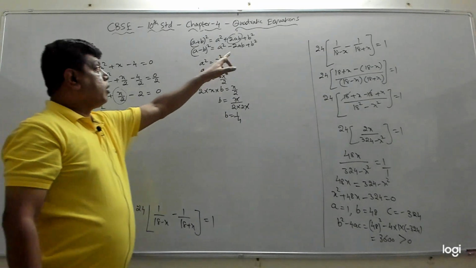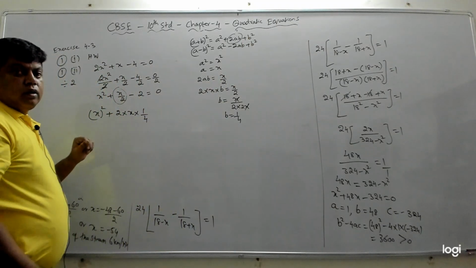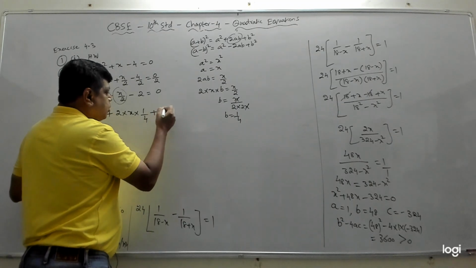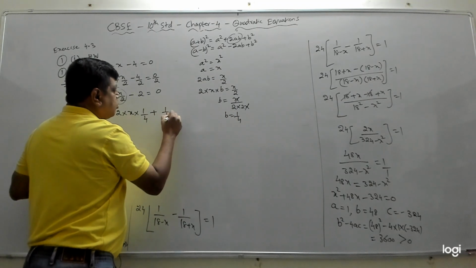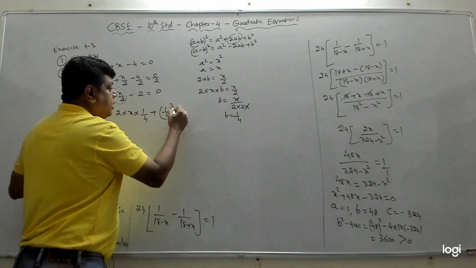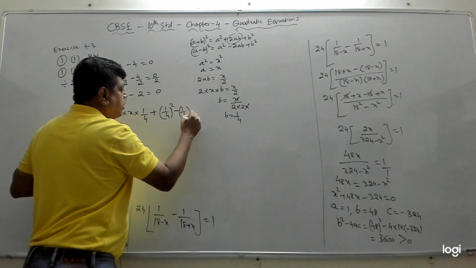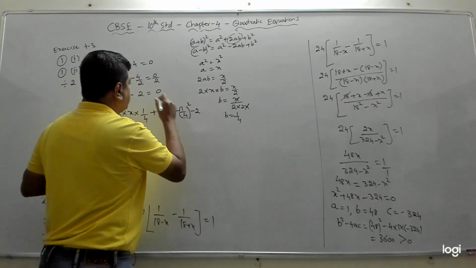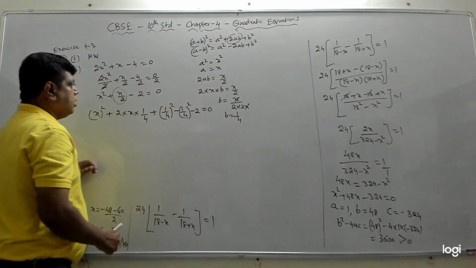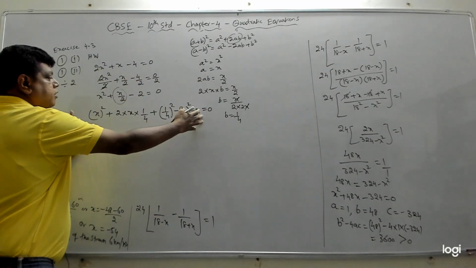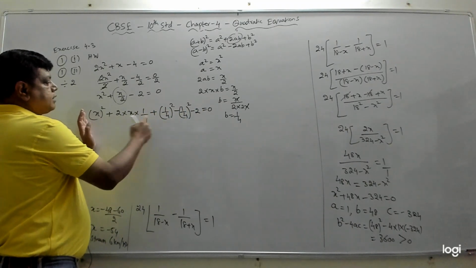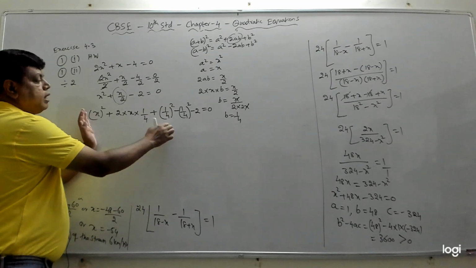But we need b square, which is not there. So we should add b square and subtract b square. b square means 1 by 4 the whole square, and immediately I should subtract that 1 by 4 the whole square. Then you write this minus 2 equal to 0. So the same expression is written in this way, so that these three terms look like a plus b the whole square form.